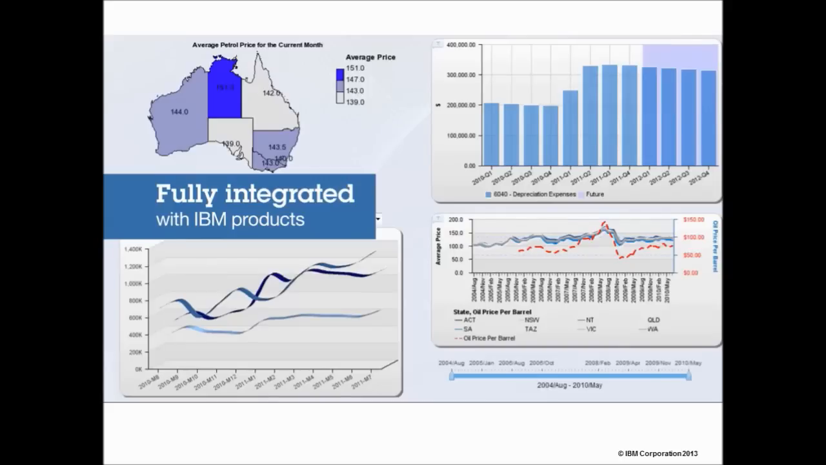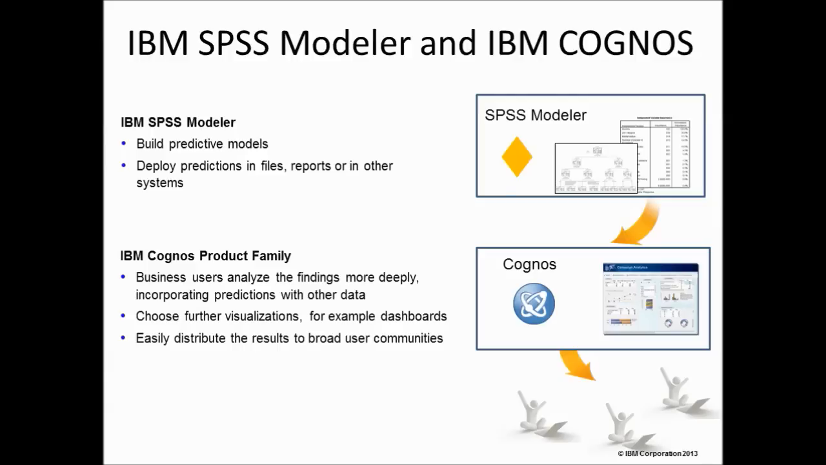IBM SPSS Modeler is fully integrated with other IBM solutions, such as SPSS software, IBM's Cognos and Netezza products. Here one can see the roles of IBM SPSS Modeler and IBM Cognos. In Modeler, one builds predictive models and deploys predictions that can be output to files, reports, or in other systems. One of these systems could be IBM Cognos products, where business users can analyze the results more deeply, incorporating predictions along with other data, choose further visualizations, for example dashboards, and easily distribute the results to broad user communities.